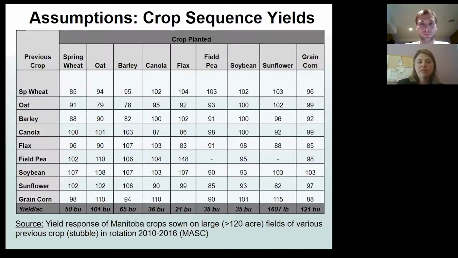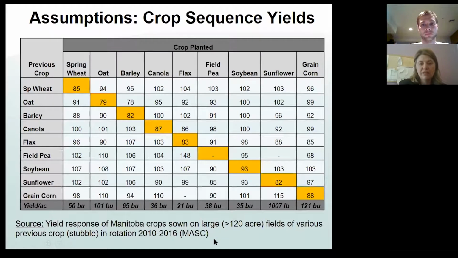So this is just a few assumptions. This is the crop sequence yield chart. Again, I said you've probably seen this in Yield Manitoba before. On the top here, we show crop planted. On the side here, we show previous crop or the stubble that you're seeding into. So for example, spring wheat on spring wheat stubble, 85%. This is based on an average of what things would be. So for every crop, in consideration of what stubble you're planting it on, the average would be 100%. So this is showing, is this below average or above average.